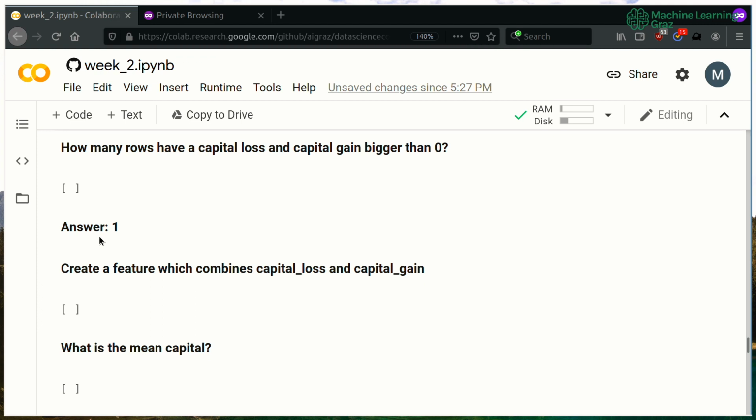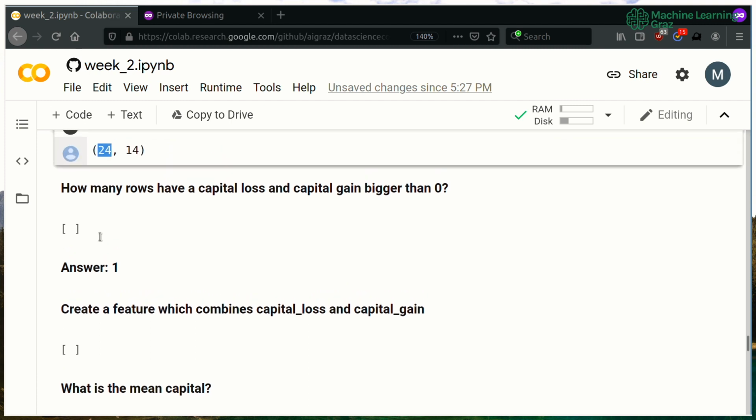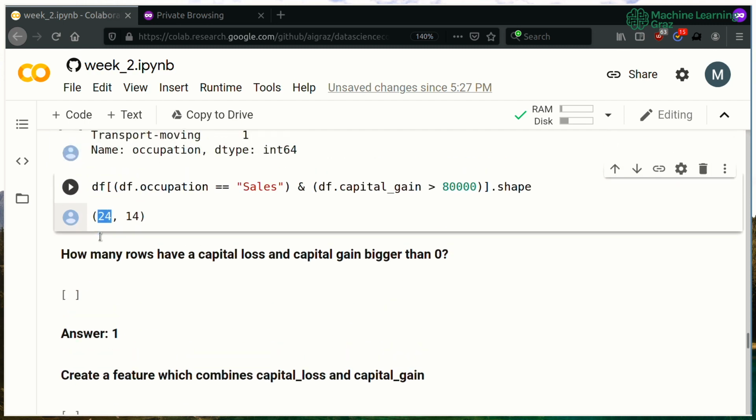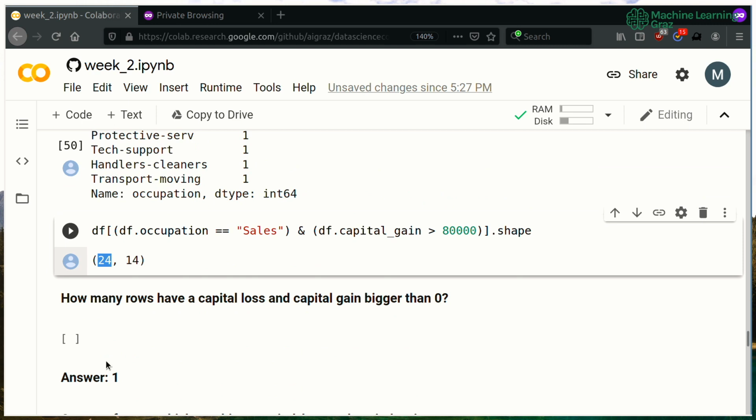But for now, we will have a quiz. So with your newly gained knowledge, you have to answer the question: how many rows have a capital loss and capital gain bigger than 0? Oh, we have the answer written there. Please write the code and just don't use the answer that is provided on the slides. Yes, please calculate it and write your code by yourself, and don't take this answer. So you will have now, starting from now, 45 seconds.